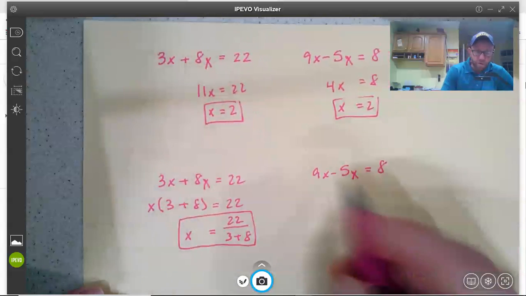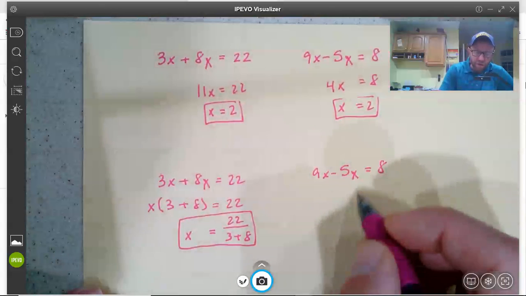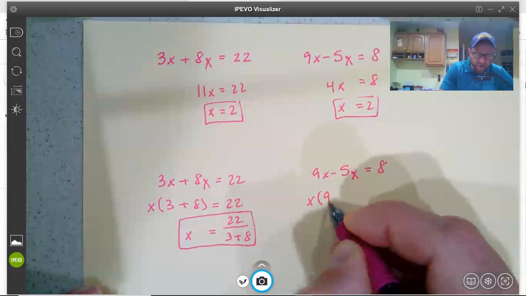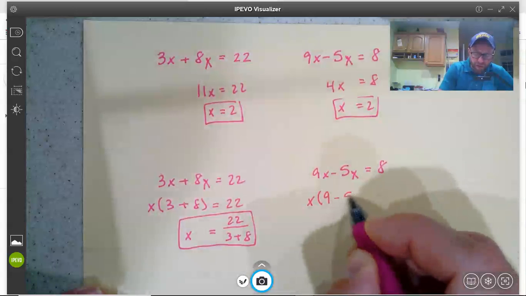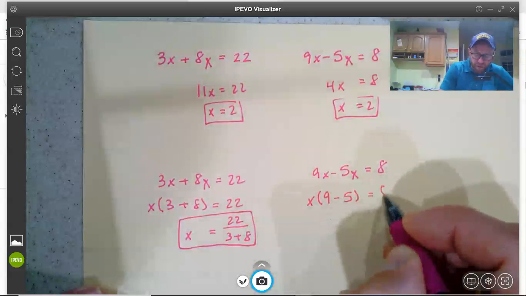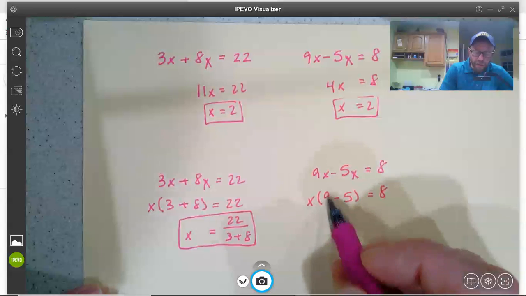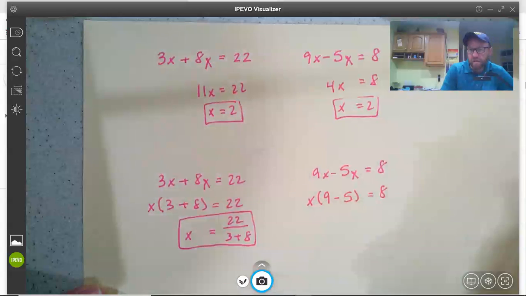Over here, we have 9x minus 5x is 8. Well, I could imagine I'm going to pull the x out using, like I said, a reverse distributive property thing. And I end up with 9 minus 5 is 8. Imagine I were to multiply this back in. X times 9 is 9x. X times negative 5 is negative 5x.